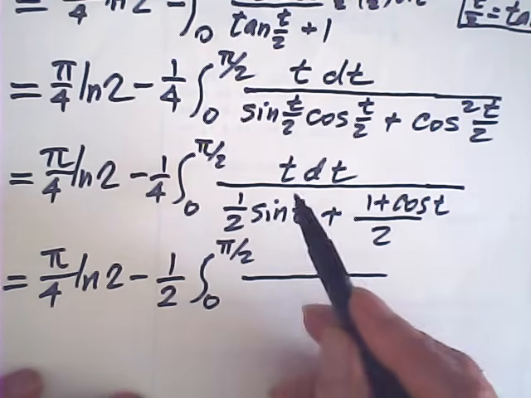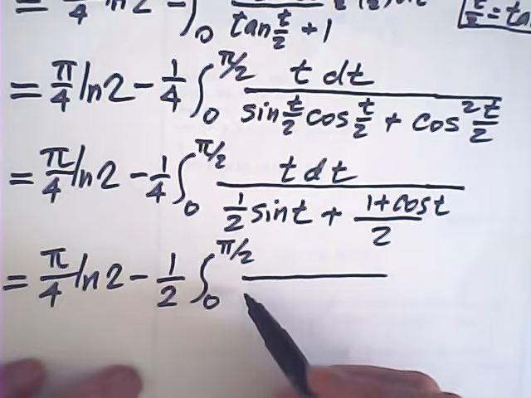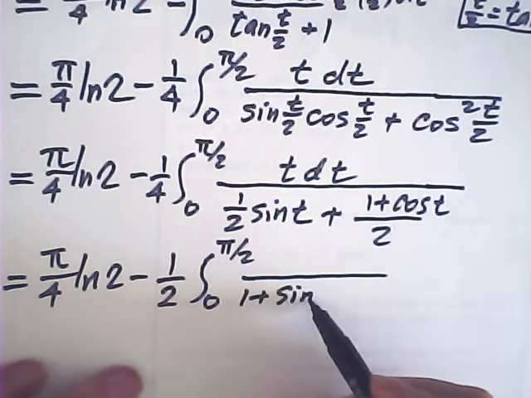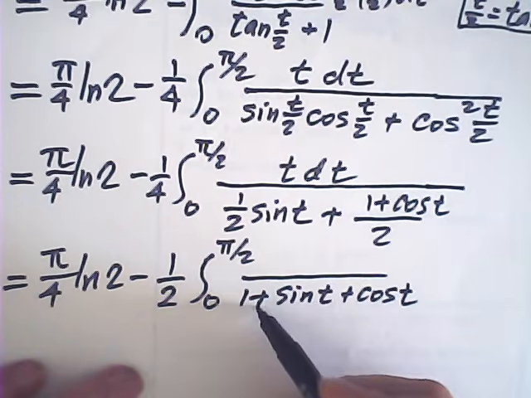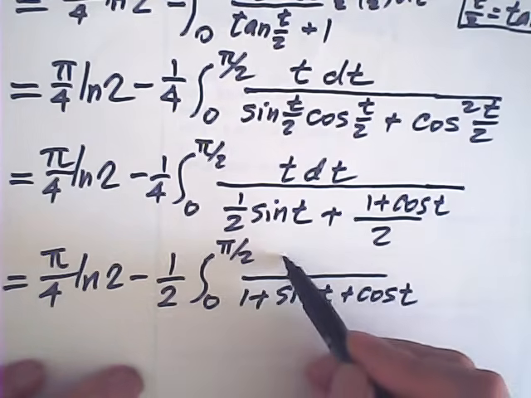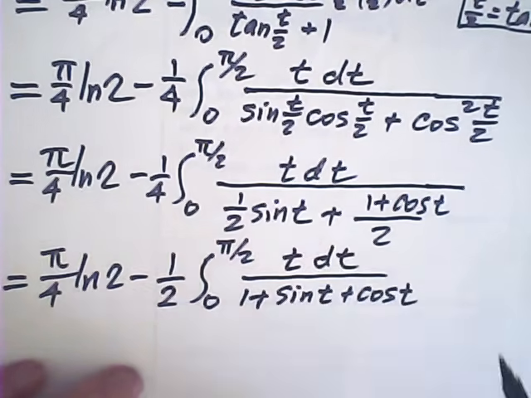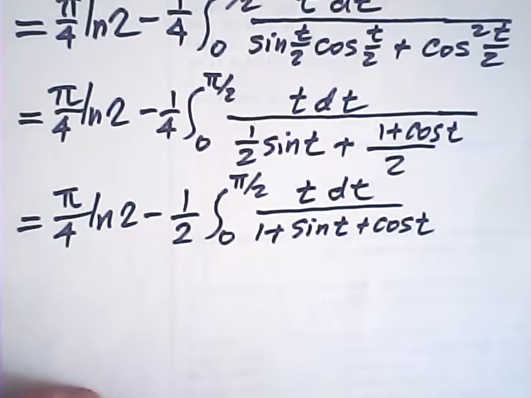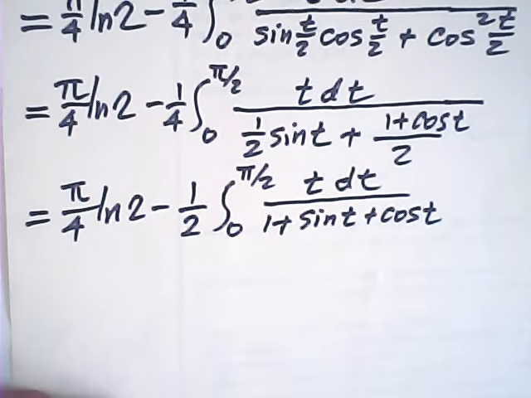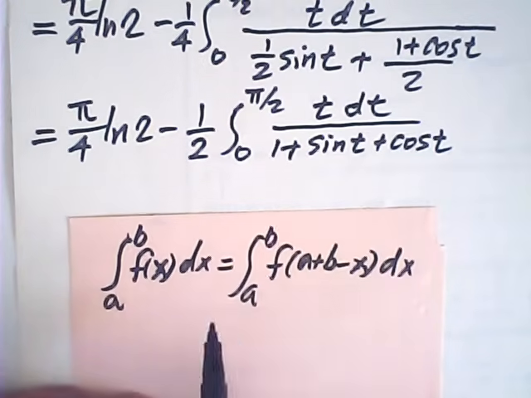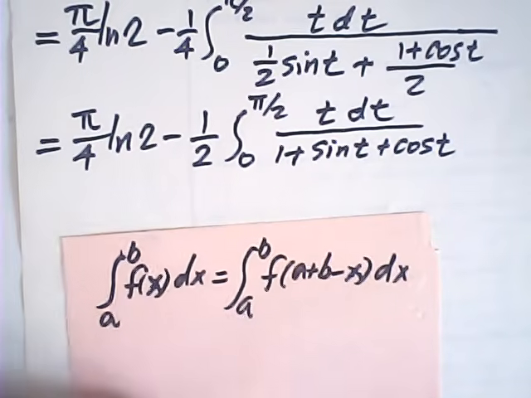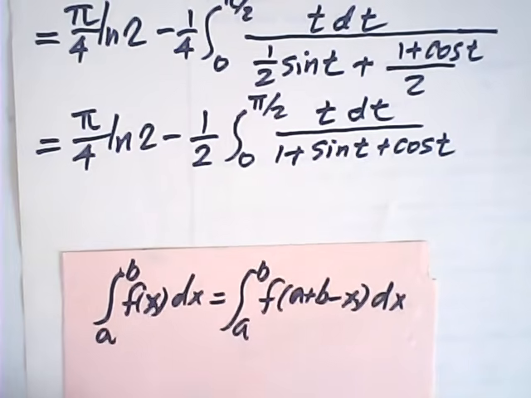Yeah, 2 is out. Is 1 plus sine t plus cosine t, right? This is t dt. It's a little better. Now I'm using the formula again. This formula is really, really useful in definite integrations.